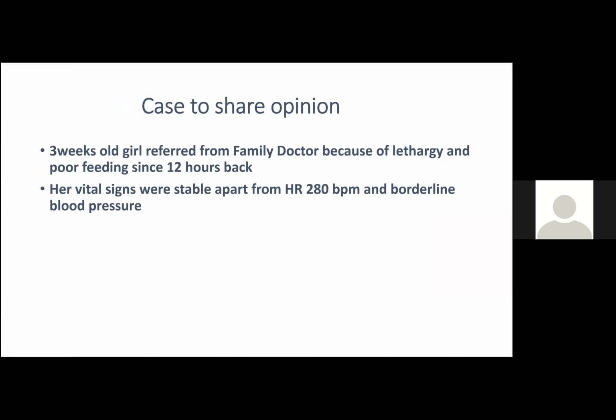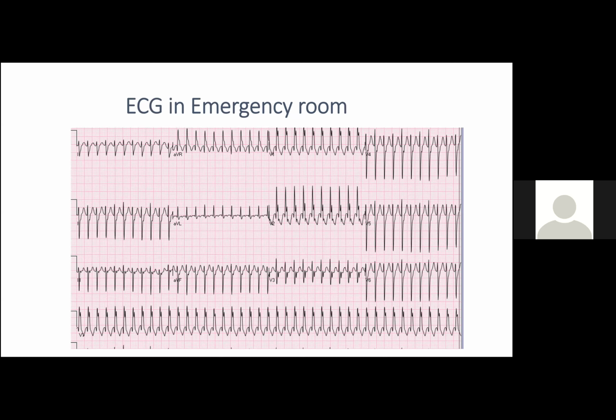Another case to share is a 3-week-old referred from the family doctor because of lethargy and poor feeding since 12 hours back. Her vital signs were stable apart from a heart rate of 200 beats per minute and borderline blood pressure. You can notice it is a wide complex tachycardia. First, if you find something like this, give the diagnosis, take it seriously. And the differential diagnosis will have VT at the top.